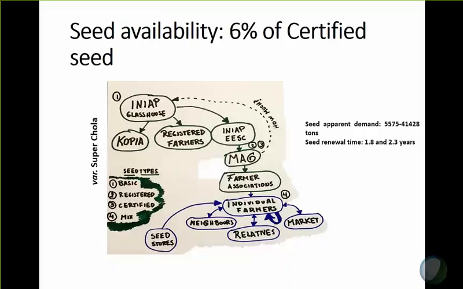Initially, they say there is no study about seed demand, but there is actually a study that estimates the parent seed demand is between 5 tons and 41 tons of registered seed per year, taking into account that farmers will renew their seed between 1.8 and 2.3 years.